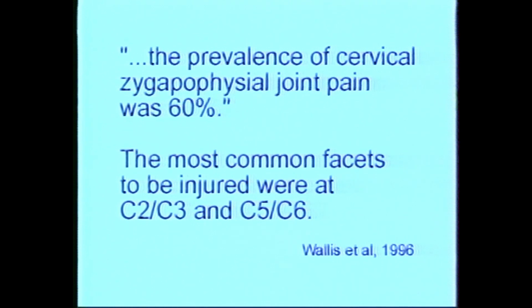The researchers gave the patients either an anesthetic nerve block or a placebo to see if the cervical facet joints were actually involved in the chronic pain. They concluded that of these patients, the prevalence of cervical zygapophyseal joint pain was 60%. They found that the most common places for the facets to be injured were the same places where the spine undergoes abnormal stress, C2-C3 and C5-C6.